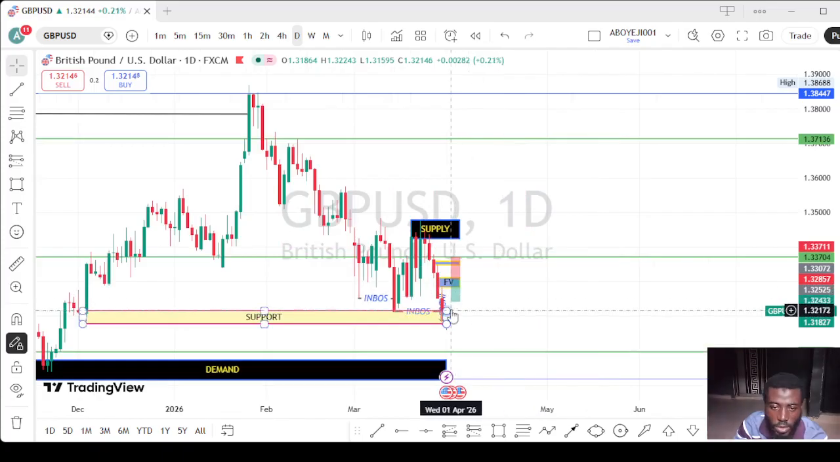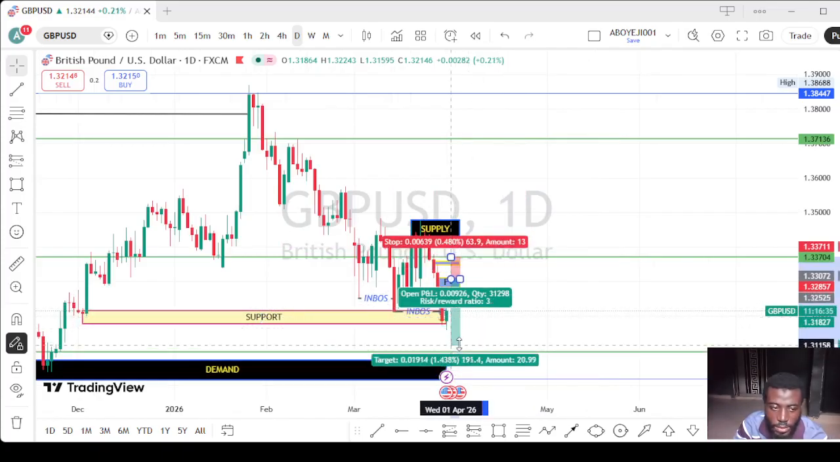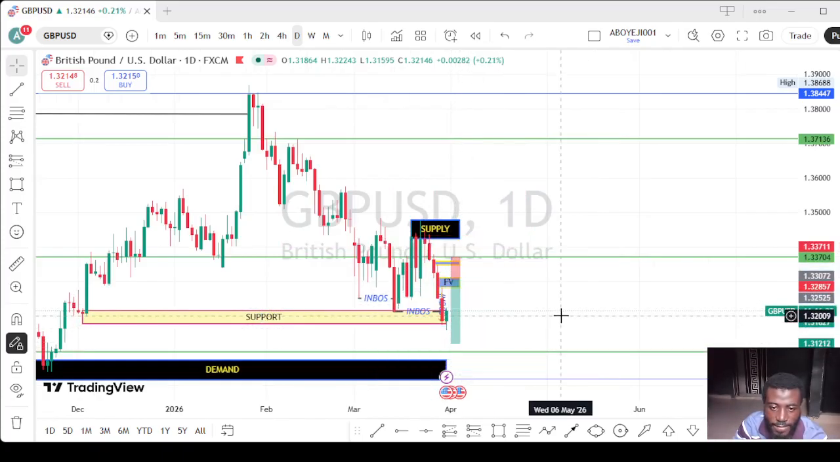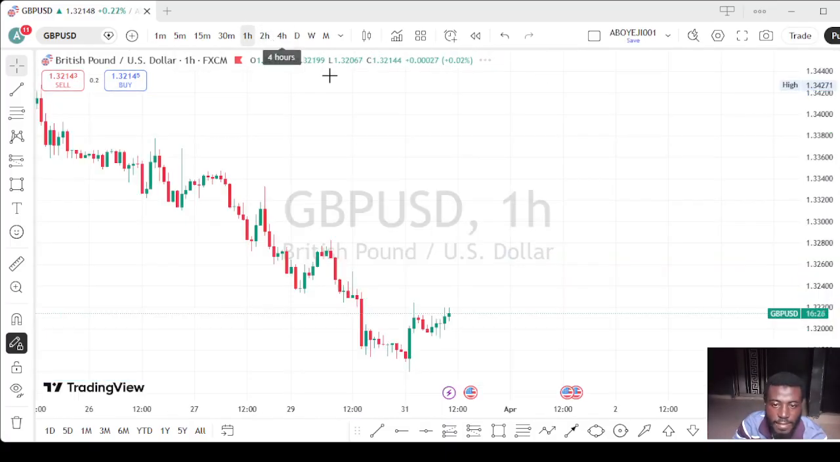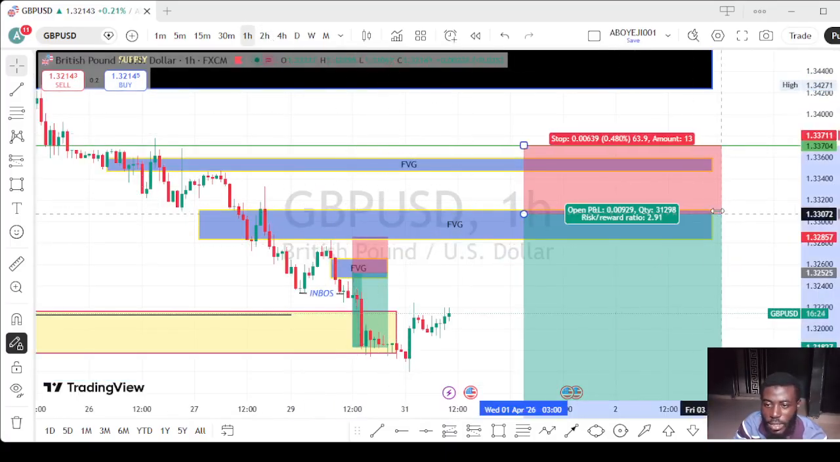This is what the market is giving us. So we are buying. We are selling again. So we are selling again on the 1 hour time frame. This is where we are selling.